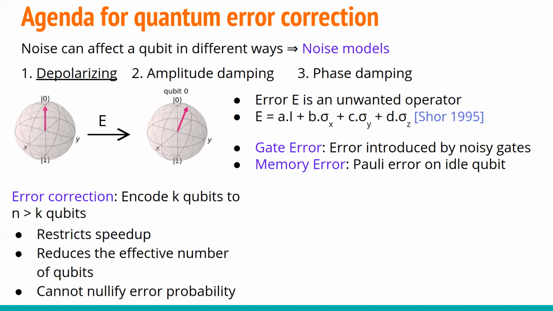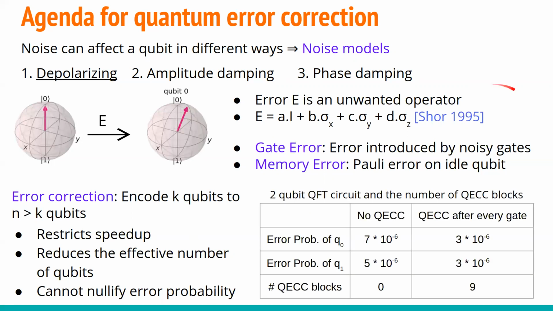So we require error correction, but error correction has some penalties. It restricts the speed up because we are spending more time on correcting the errors. And suppose we in general have n qubits, but when we go for error correction, we are down to a fewer number of logical qubits, error corrected qubits. Even after paying this much penalty, this is a result which shows that we cannot nullify the error probability.